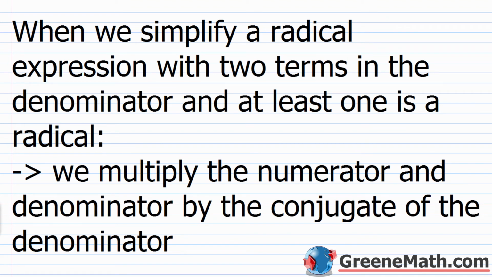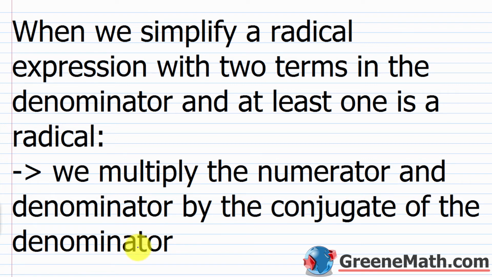All right, so now that we know what a conjugate is, let me just read this to you. When we simplify a radical expression with two terms in the denominator and at least one is a radical, remember you can't have any radicals in your denominator, what we're going to do to get that radical out of the denominator is multiply the numerator and denominator by the conjugate of the denominator, okay?